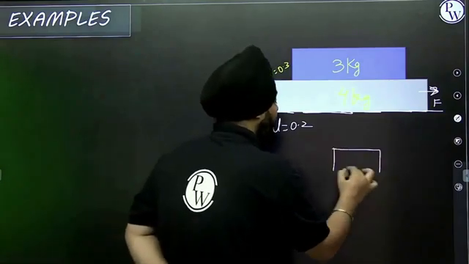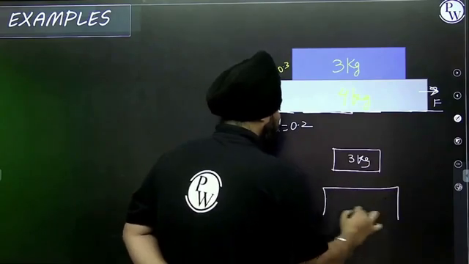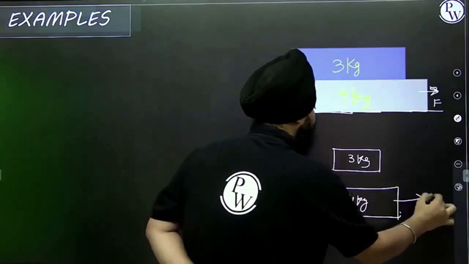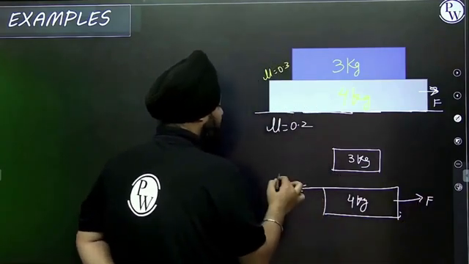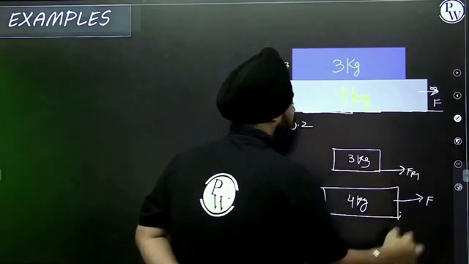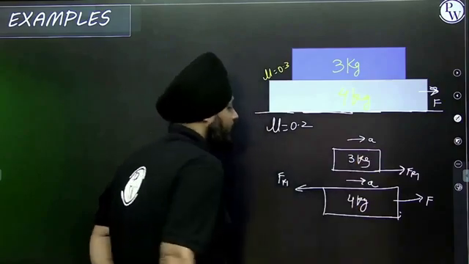Okay, let's draw the FBD. This is a 3 kg block, this is a 4 kg block. F is acting in this direction. Similarly, the friction 1. Both are having the common acceleration, right?